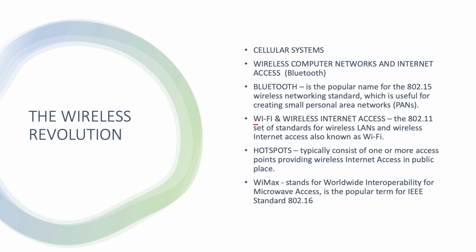So next is the Wi-Fi and wireless internet access. It is a set of standards of wireless LANs and wireless internet access, also known as Wi-Fi. The most popular use for Wi-Fi today is for high-speed wireless internet service. In this instance, the access point plugs into an internet connection, which could come from a cable service or the DSL telephone service. So computers within range of the access point use it to connect wirelessly to the internet.